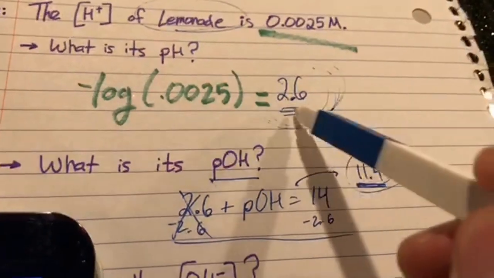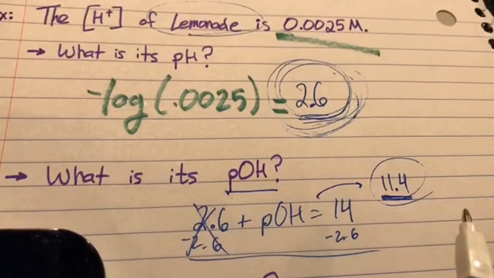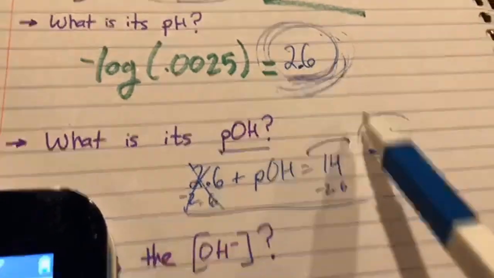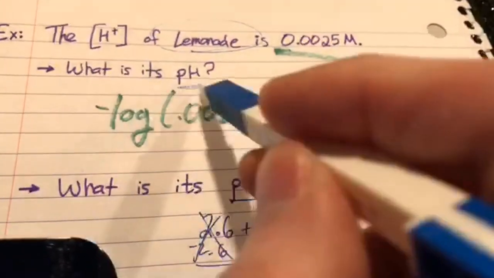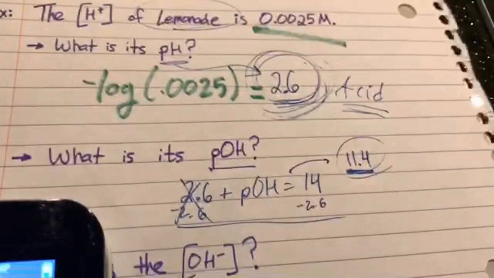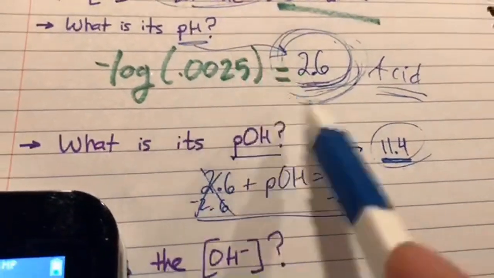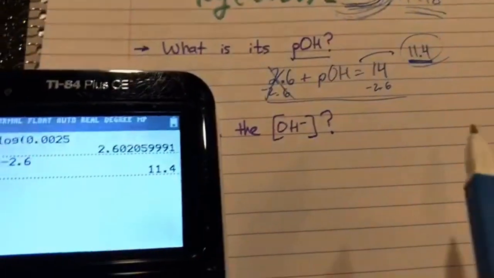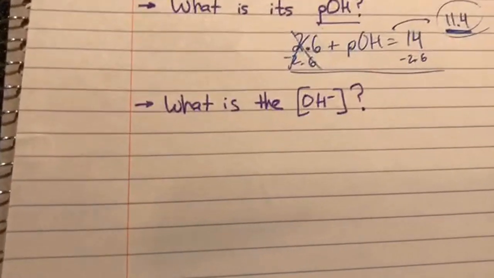It's still an acid because the pH is under 7. What confuses me is when people say, oh, it's an acid because it's 2.6, but it's a base because it's 11.4. No. pH is 2.6, so it is an acid. It is not a base. That's if the pH was over 7, but it's under 7. It's an acid. Fun.